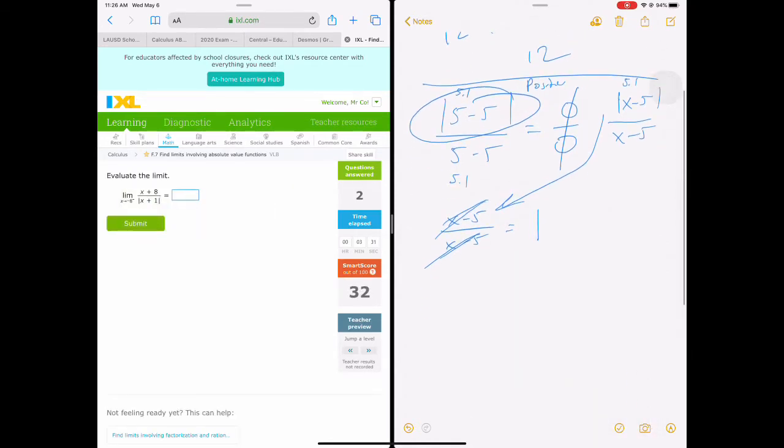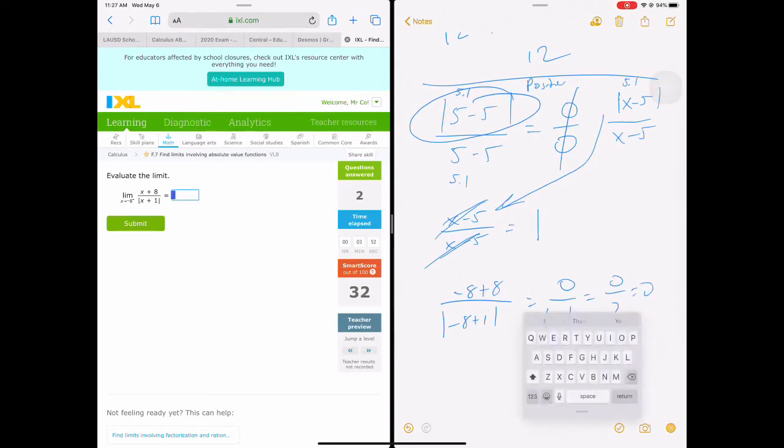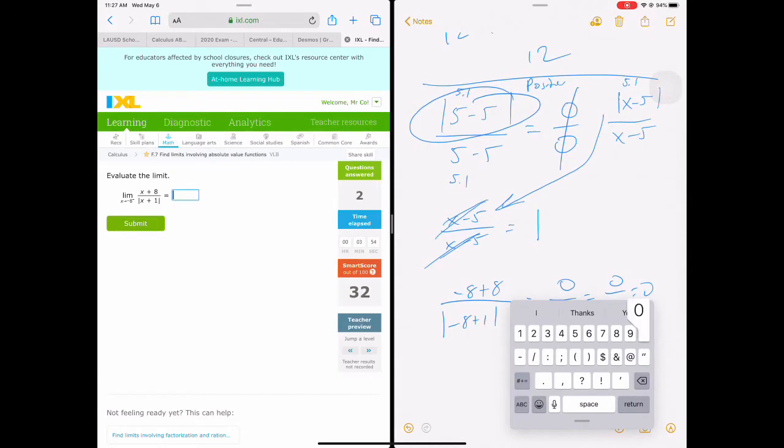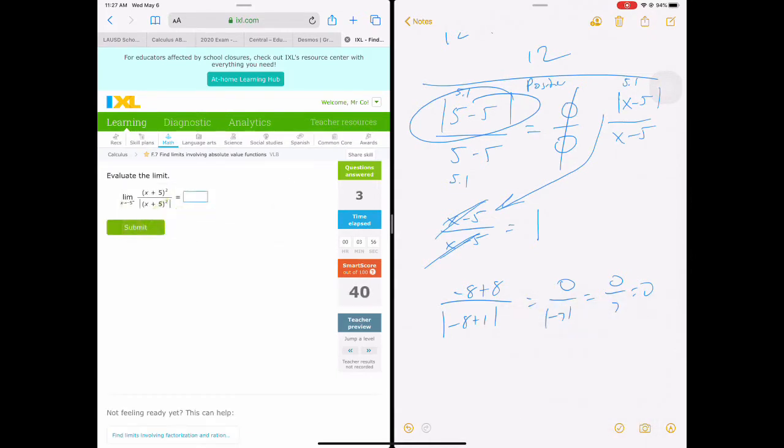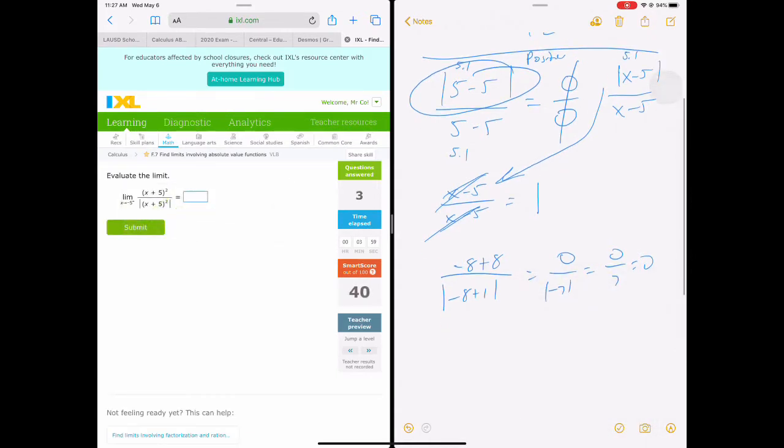Now looking at our next example, would we have that problem of dividing 0 by 0 again? Like normal, let's just go ahead and plug it in. If I say -8 plus 8, that's going to be 0. What's 0 divided by -8 plus 1? That's going to be -7. The absolute value of -7 is 7. 0 divided by 7 is just 0. And that's not 0 over 0, so we are good to go.